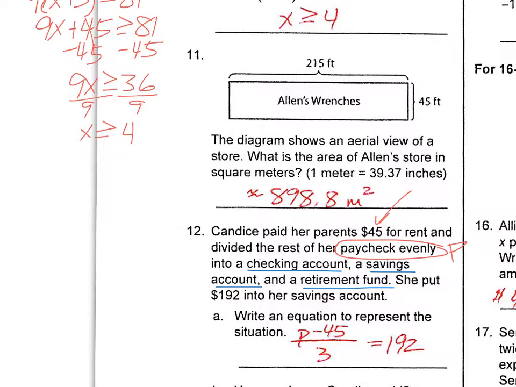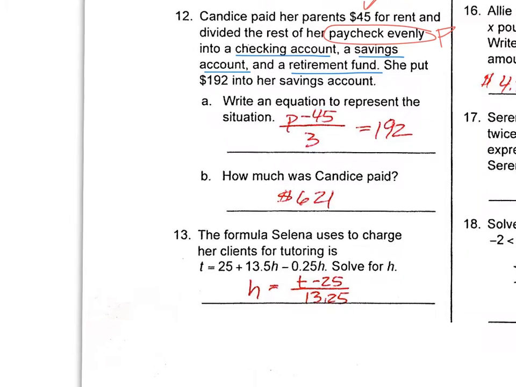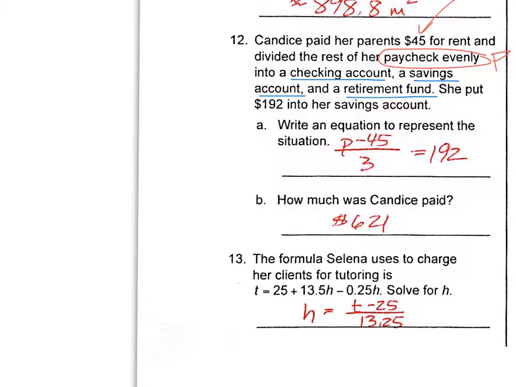So translating a word problem to an equation. Then it says how much was Candace paid? What was her paycheck? So then we're basically just solving that equation. So I'm going to do that over here. So P minus 45 divided by 3 equals 192. So the first thing I do is I multiply by 3.